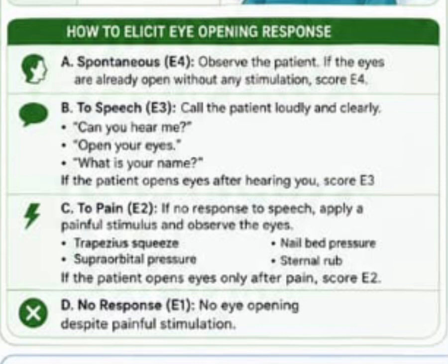So for speech, you can say, can you hear me? What's your name? Or you command the patient to open his eyes, saying open your eyes. If the patient can open his eyes, you give the patient a 3. Now if the patient's eyes are already open when you came there, you give the patient a 4. So this is how you can assess eye opening.